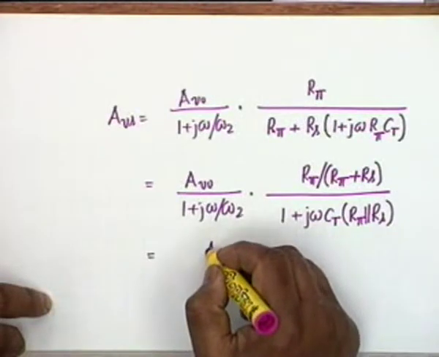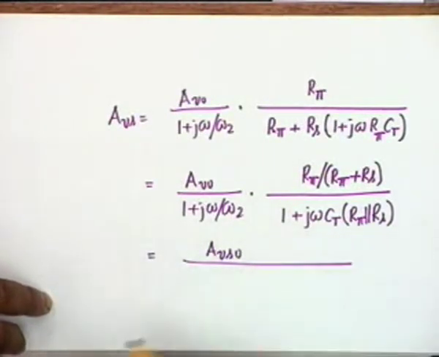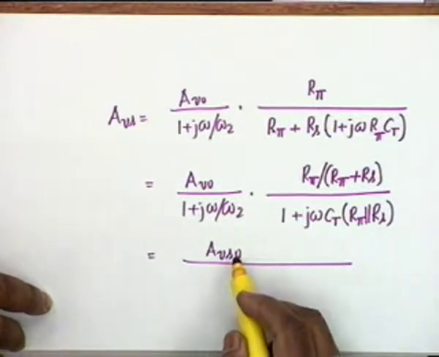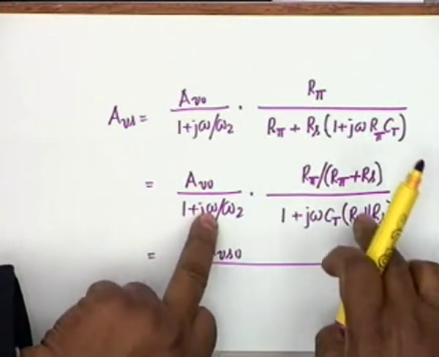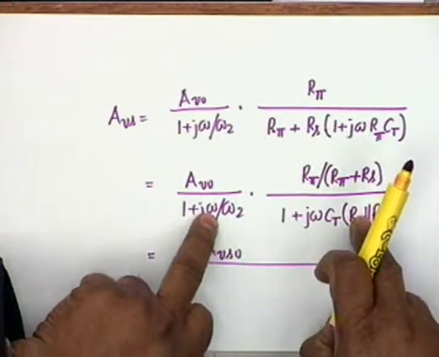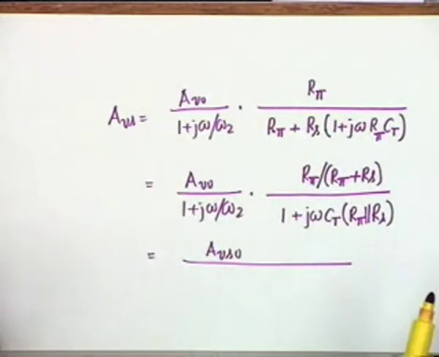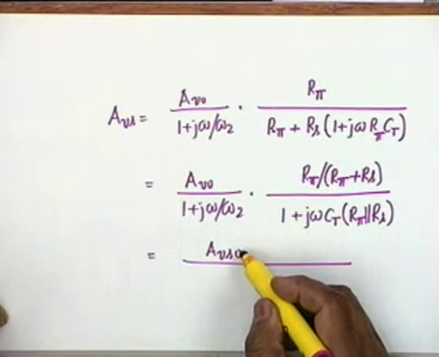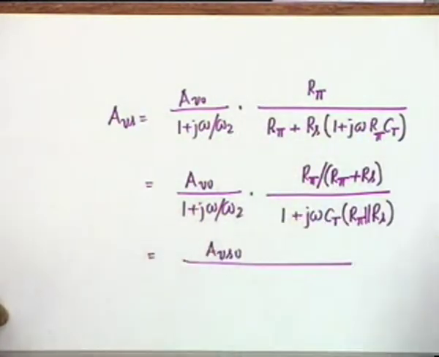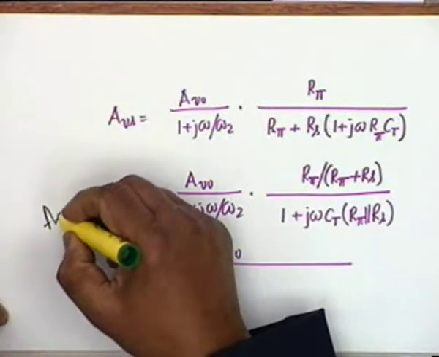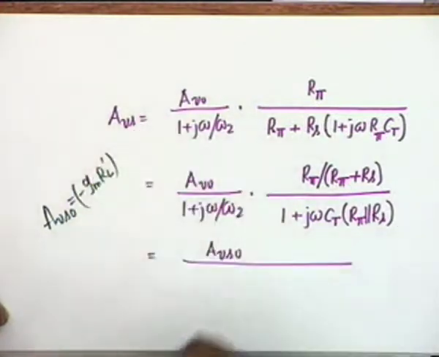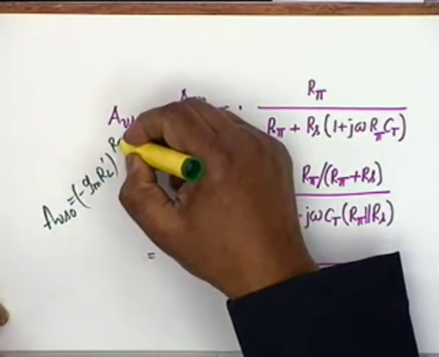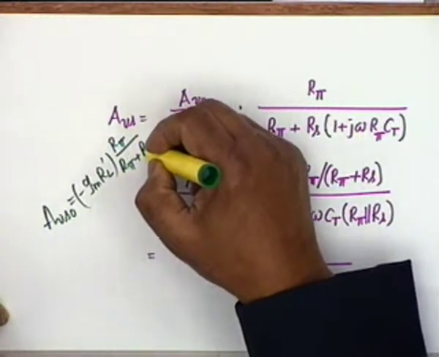Okay. This I can write as AVS0, that is AVS at midband, which means that you put omega tends to 0, so this term disappears, this term disappears. All that you are left with is AV0 multiplied by R pi divided by R pi plus Rs. So AVS0 is equal to minus gm RL prime, that is AV0, multiplied by R pi divided by R pi plus Rs. That's it.